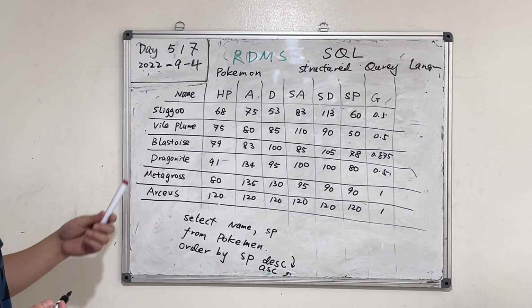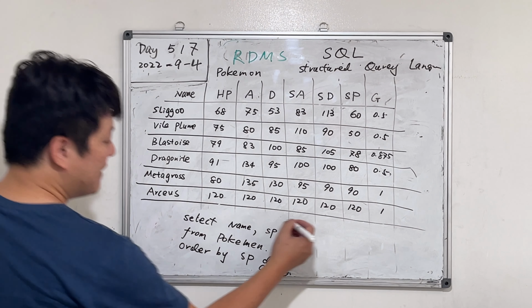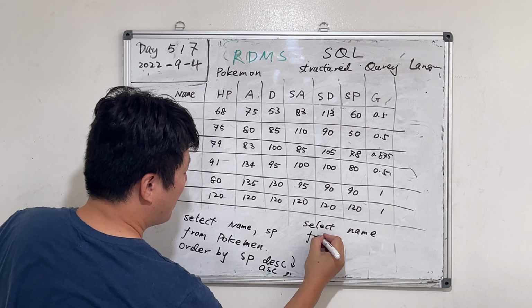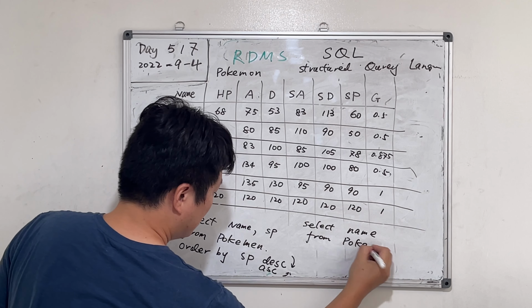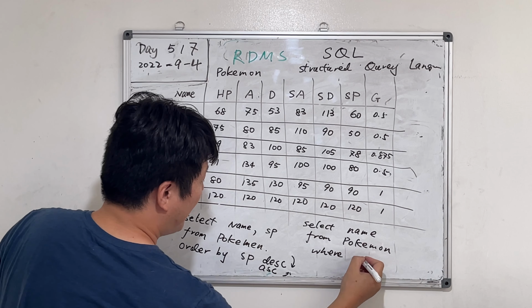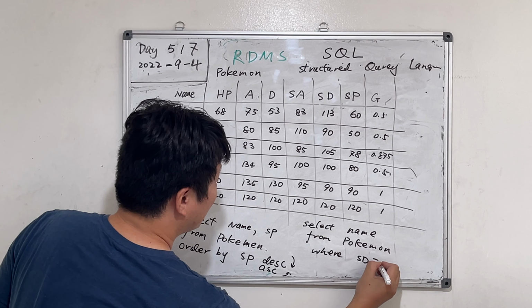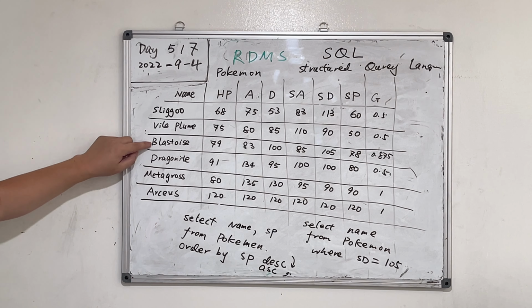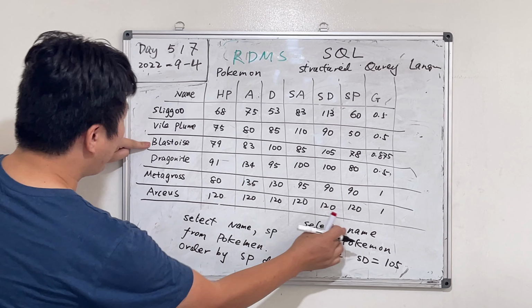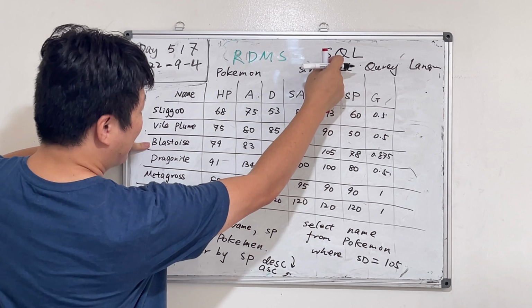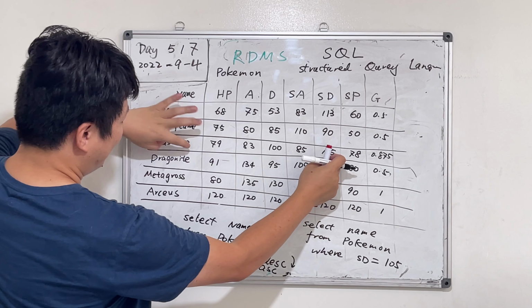So I write another SQL and you tell me what it returns. Select name from Pokemon where SD equals 105. Blastoise. So what does it return? Blastoise. Yes, because look, select name, I specifically ask for the name field from Pokemon, where SD equals 105.